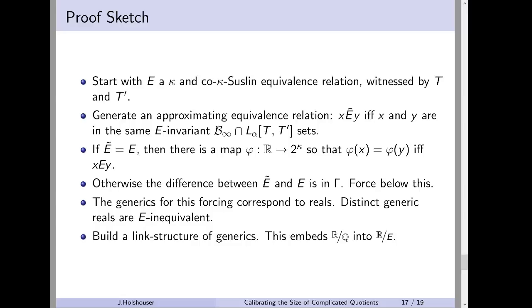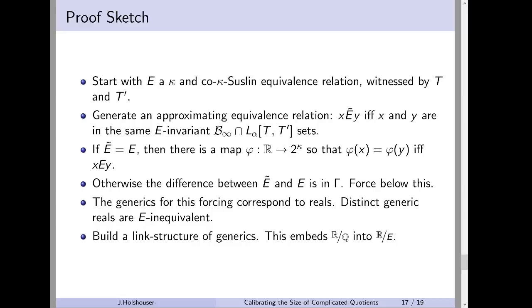And you do an approximating equivalence relation where you say X and Y are E tilde invariant if they lie in exactly the same E invariant simple sets. Okay? If those are exactly the same, then every equivalence class basically corresponds to a kappa length binary code of which E invariant sets are you in, and which are you not in, right? So that embeds your equivalence classes into 2 to the kappa. Or rather, embeds R into 2 to the kappa in a way that's constant on equivalence classes. If they're different, then that difference is back in the point class.